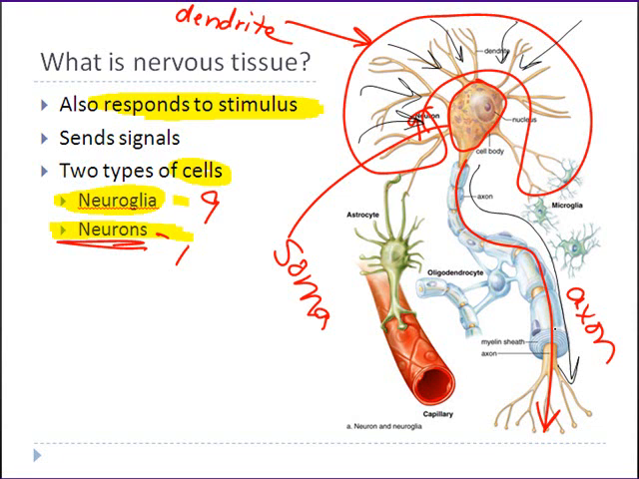All right, that's it for tissues. Next up, we're going to be talking about some different cavities in the body and placement of organs.